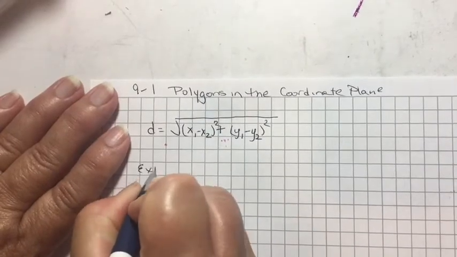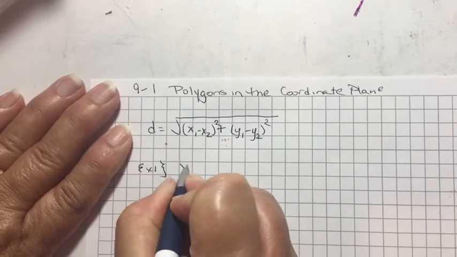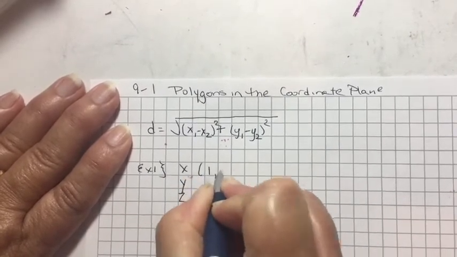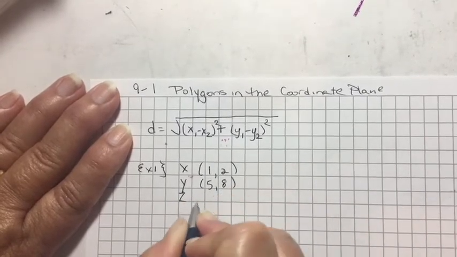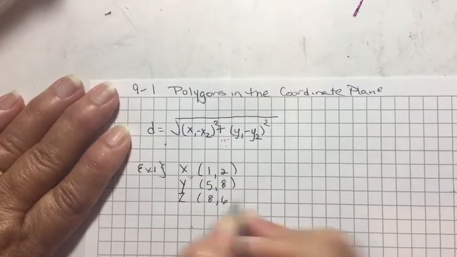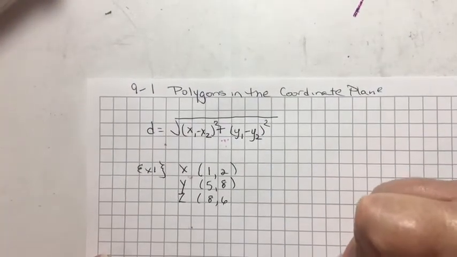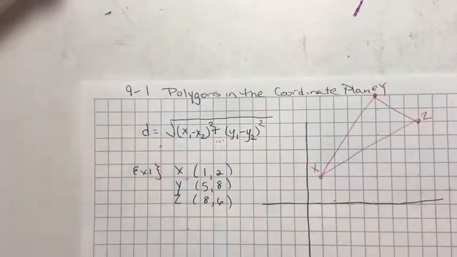All right, for example 1, I want you to go ahead and graph a triangle that has points x, y, and z at the locations of (1, 2), (5, 8), and (8, 6). Now I'm going to work through this pretty quickly, so feel free to pause the video if I graph them too fast. Graph them as well so there's not a super awkward silence.